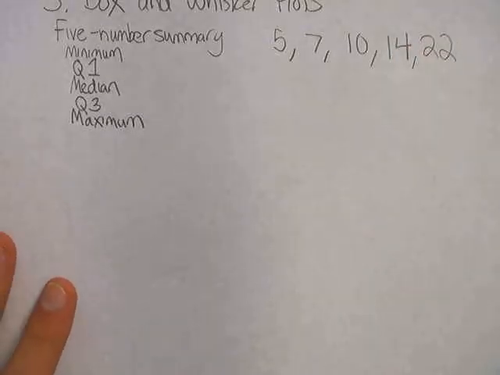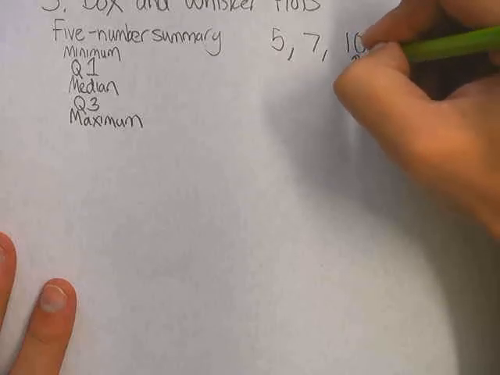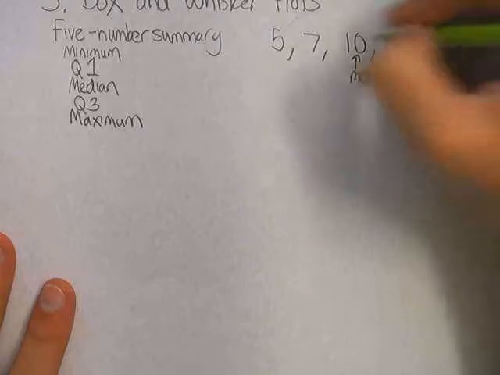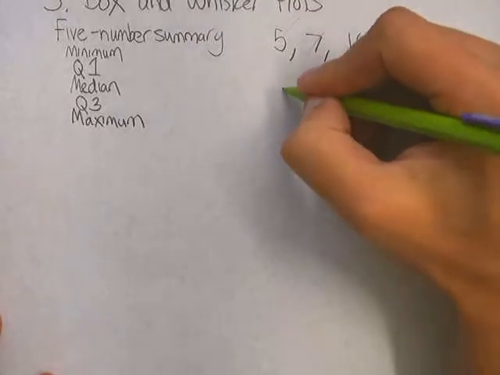Okay, 5 numbers. 10 is our middle number, so that is our median. There are only 5, so we just cross out 1 on either end, get to our median in the middle. That's good. Our minimum in this question would be 5.